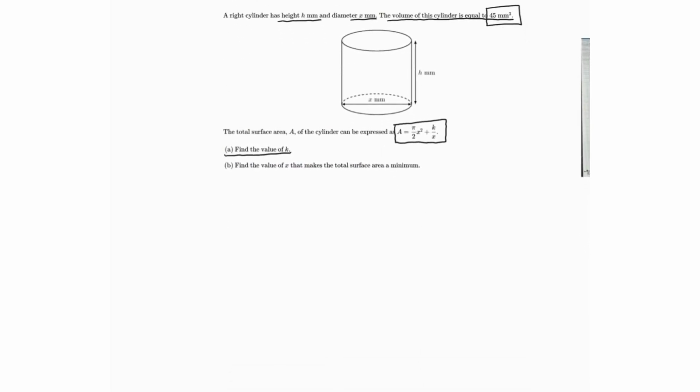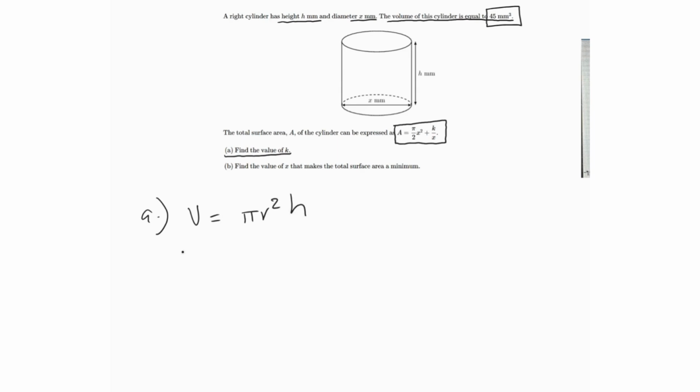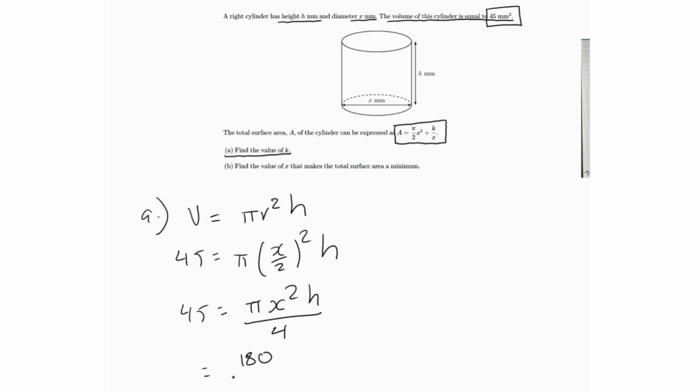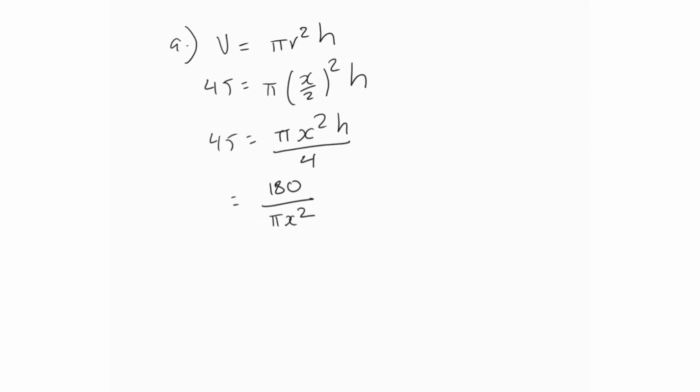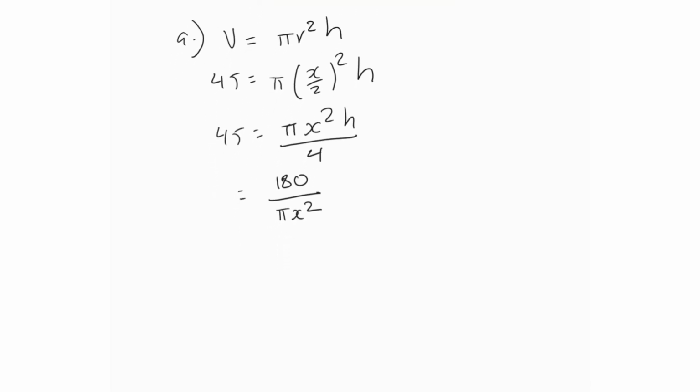So again, in the formula booklet, it provides you V is equal to pi into r squared h. So you can say 45 is equal to pi into x over 2 squared h. So this will give you 45 equals pi over 4, which would then give you h equals 180 over pi x squared.